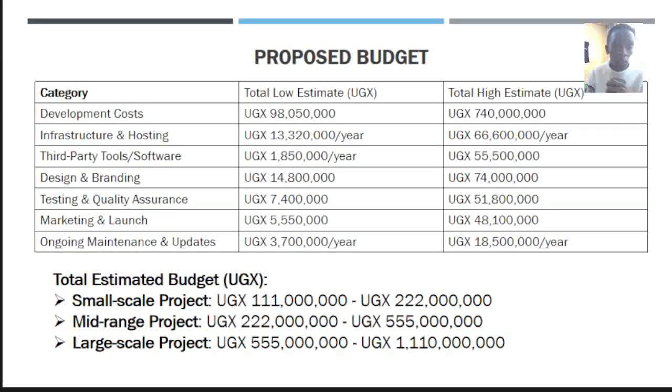And this is the proposed budget. It encompasses the small scale project, mid-range project, as well as the large scale project. So it shows we have the low estimate and the high estimate.